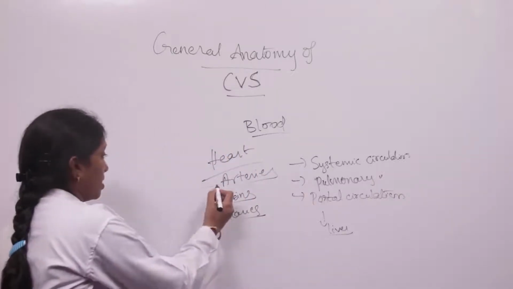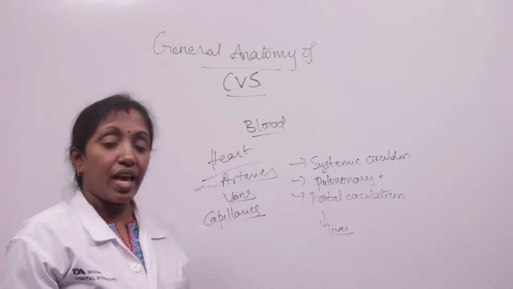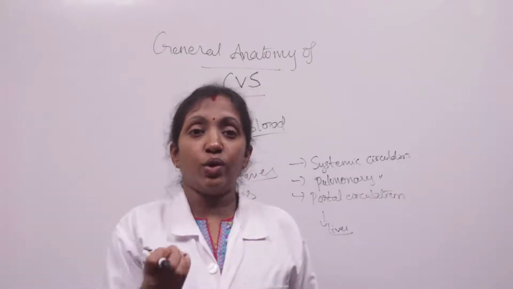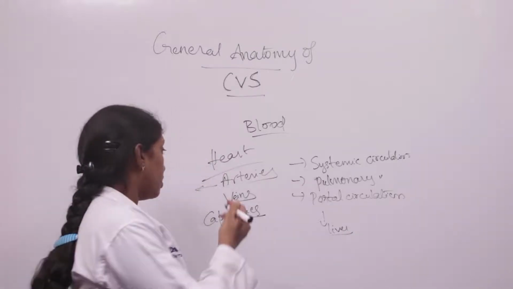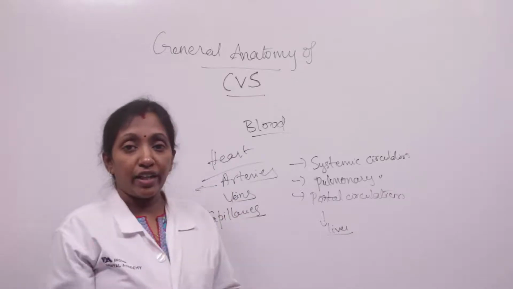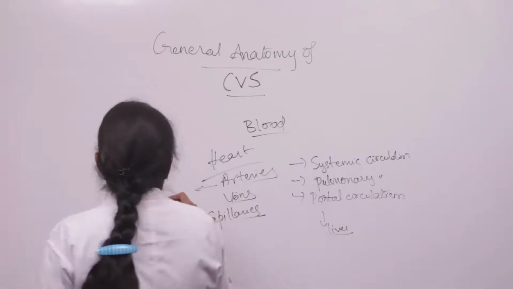And coming to the arteries. Arteries are tubular channels. They have a small lumen and usually a thick wall. The arteries further divide and divide. They form terminal arterioles. The smallest part of the artery is the terminal arteriole.